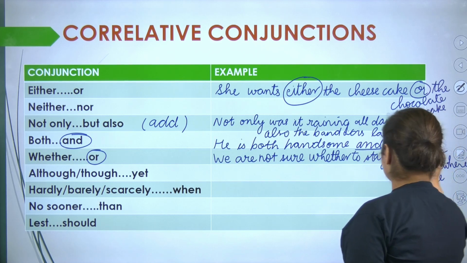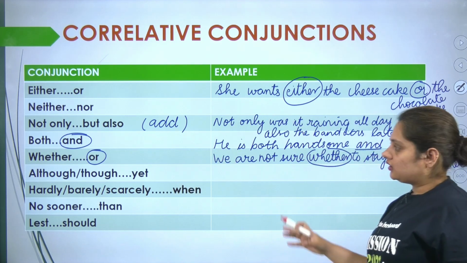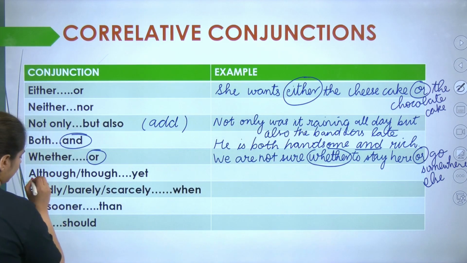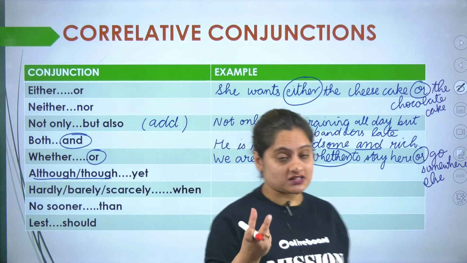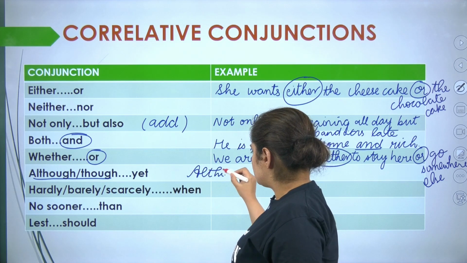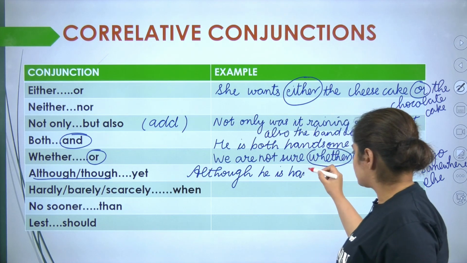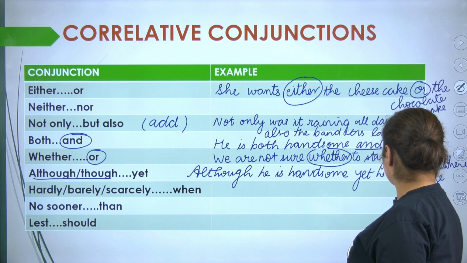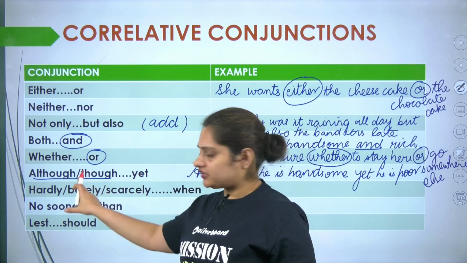Okay, so whether or pairing is very important, whether to do this or that, right? Although and yet, very important one. If you start your statement with although or yet, these two give a similar meaning. Halanki, so contrast meaning. So although he is handsome, yet he is poor.